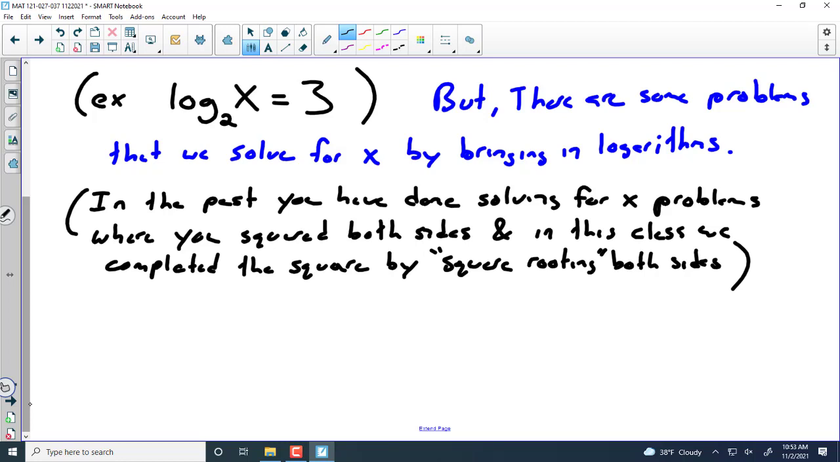So you're going to see some problems today where I'm going to be saying, let's get rid of the logarithms. And you're going to be seeing other problems today where I say, let's bring in logarithms to help us solve this. And that could mess with anyone's head.